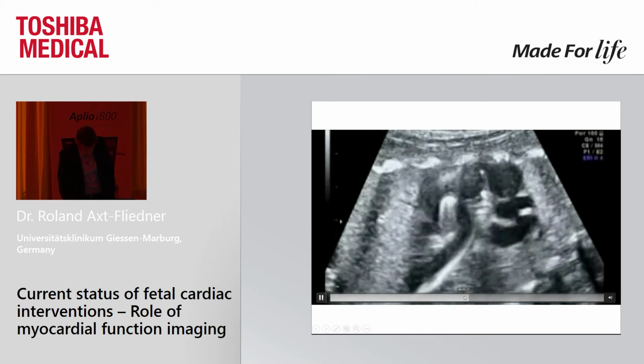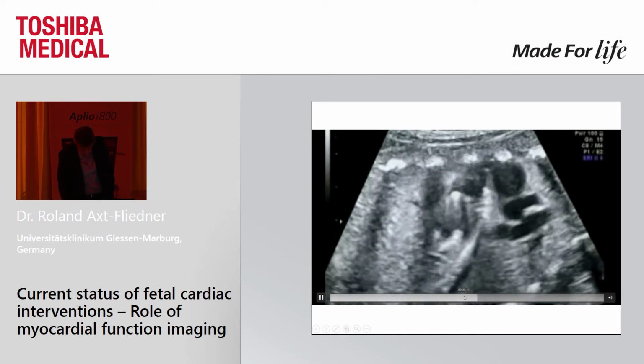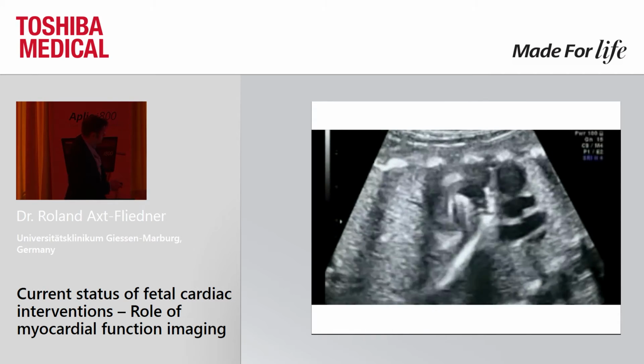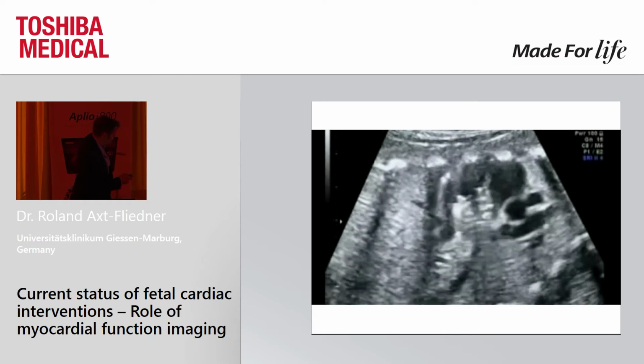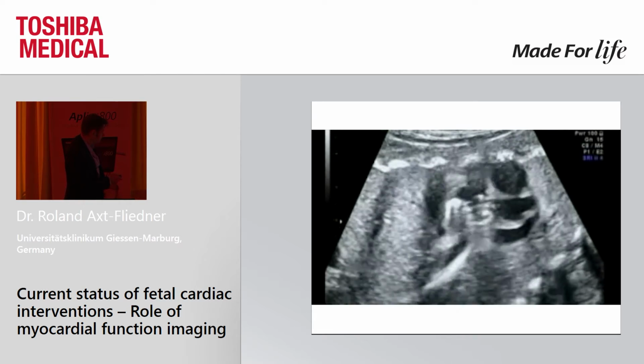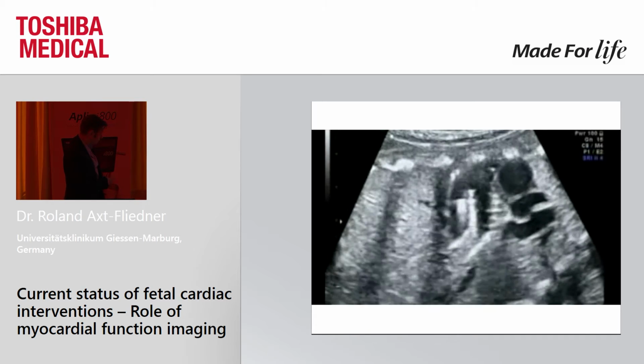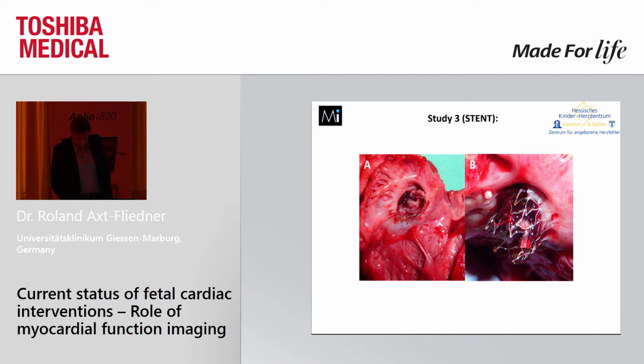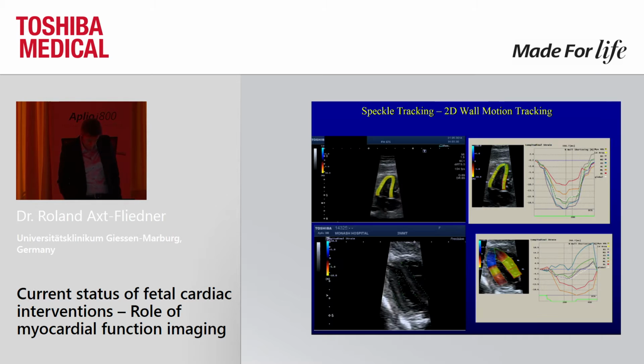And here you see the stent accessed into the foramen ovale, and here is the opening of the stent. Okay, and then in the next step, this is the pathological specimen after the sacrifice of the fetal sheep.